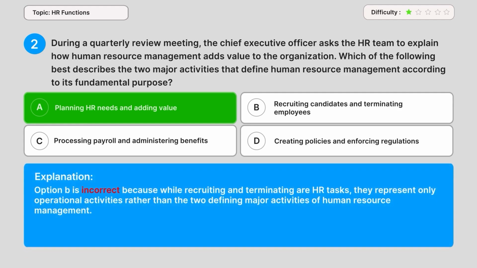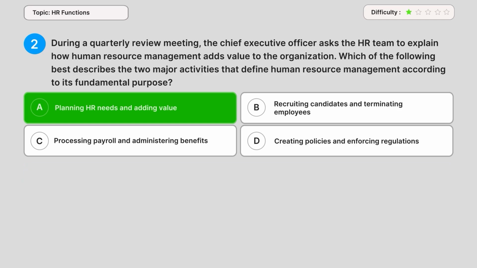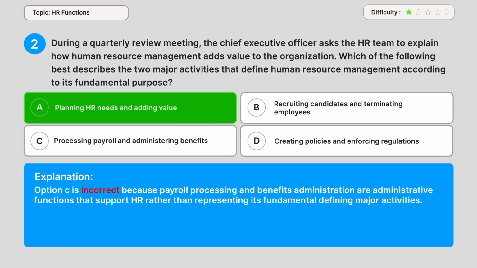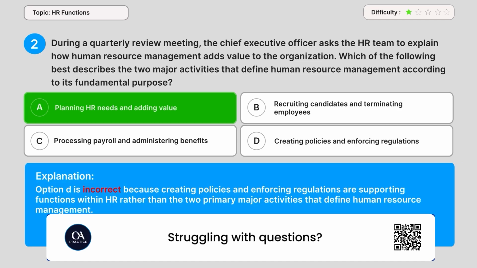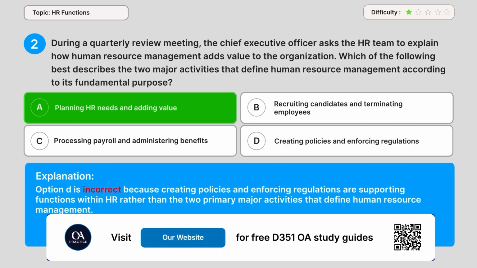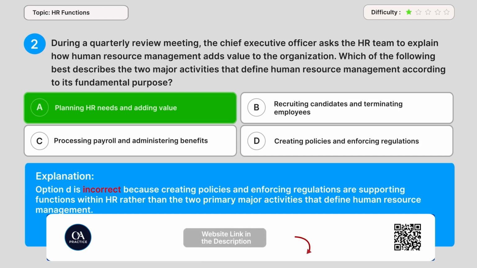Option B is incorrect because while recruiting and terminating are HR tasks, they represent only operational activities rather than the two defining major activities of human resource management. Option C is incorrect because payroll processing and benefits administration are administrative functions that support HR rather than representing its fundamental defining major activities. Option D is incorrect because creating policies and enforcing regulations are supporting functions within HR, rather than the two primary major activities that define human resource management.